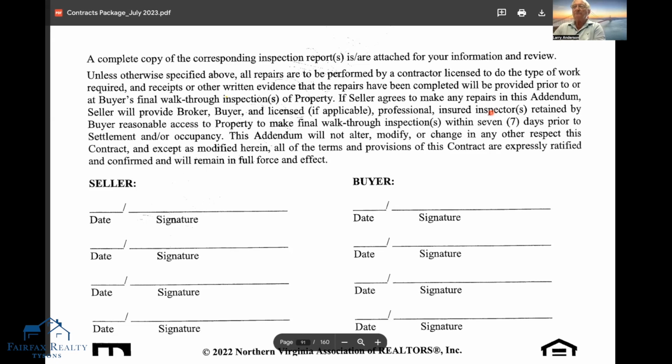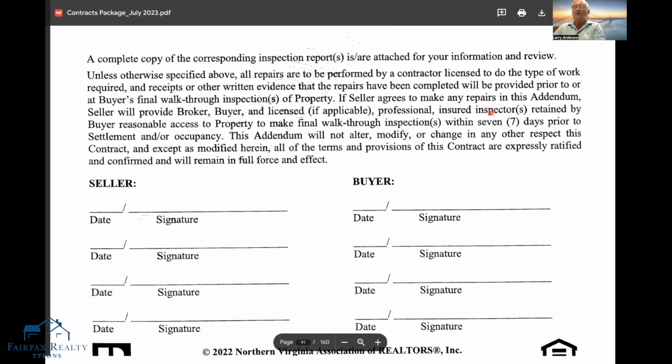The other option might be if I went ahead and got my own estimates from my own contractors to complete the work, and we could negotiate with the seller to go ahead and write certified funds to each one of those contractors to be held by the title company. That might be another option.